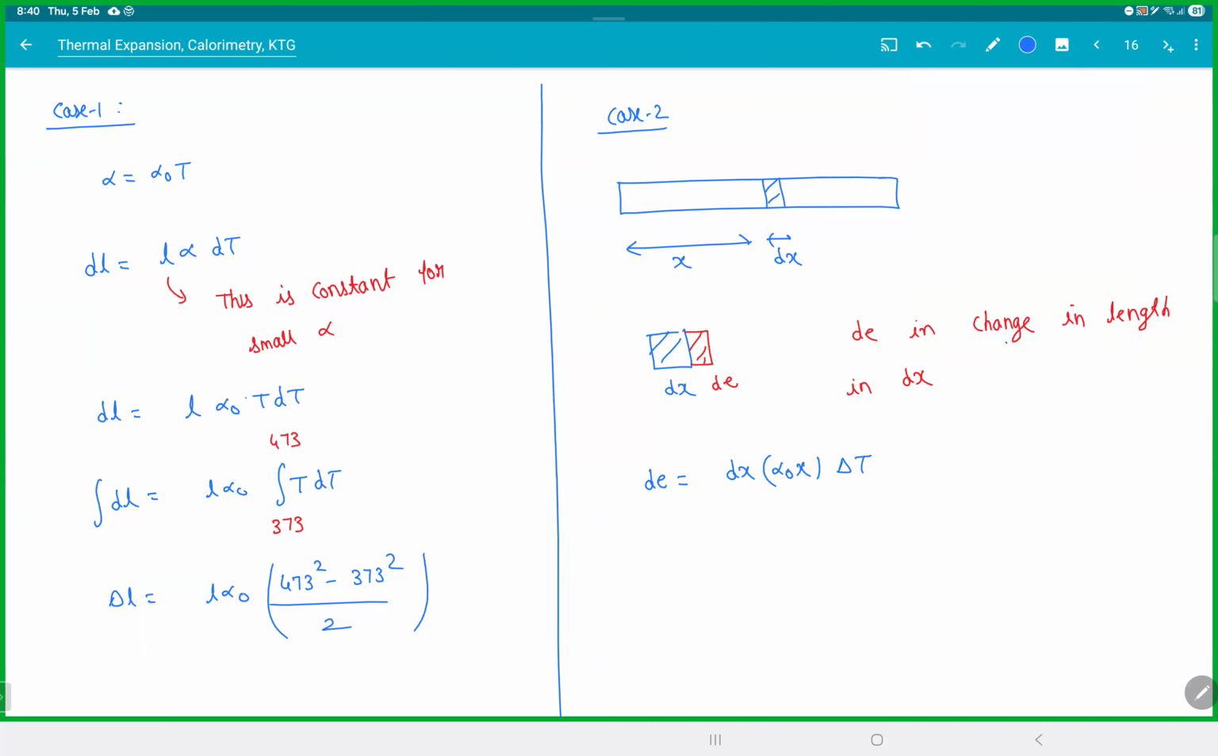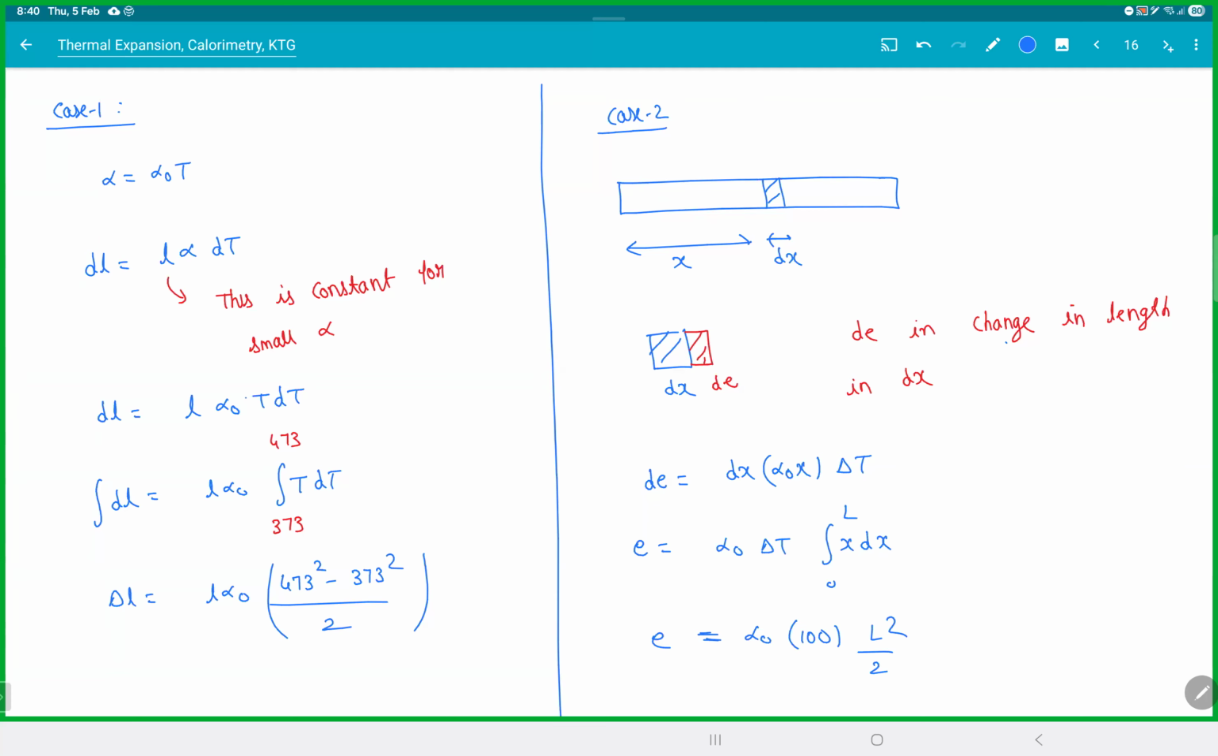So here remember, the change in temperature is the same for everyone. So the elongation will be alpha naught delta T integral x dx from 0 to L. Now delta T will be 100. Whether you take it in Kelvin or Celsius, the difference is always that, and L square by 2. This is the elongation in the second case. Please have a look at this.